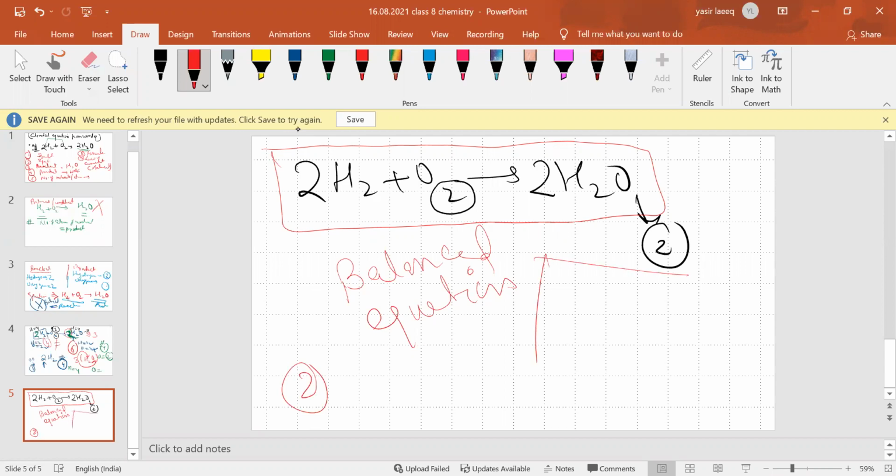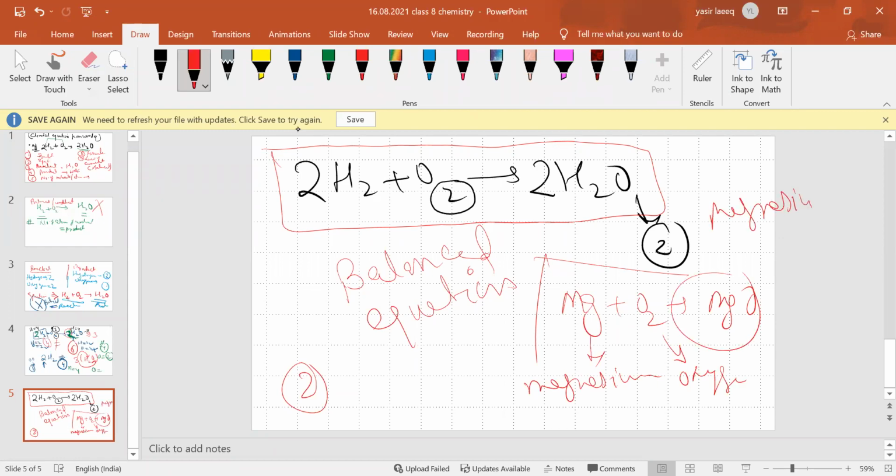I'm doing it here. Mg plus O2 will be MgO. This is your magnesium, this is your oxygen, and this is your magnesium oxide. This balancing is based on atomic theory. Remember this thing.